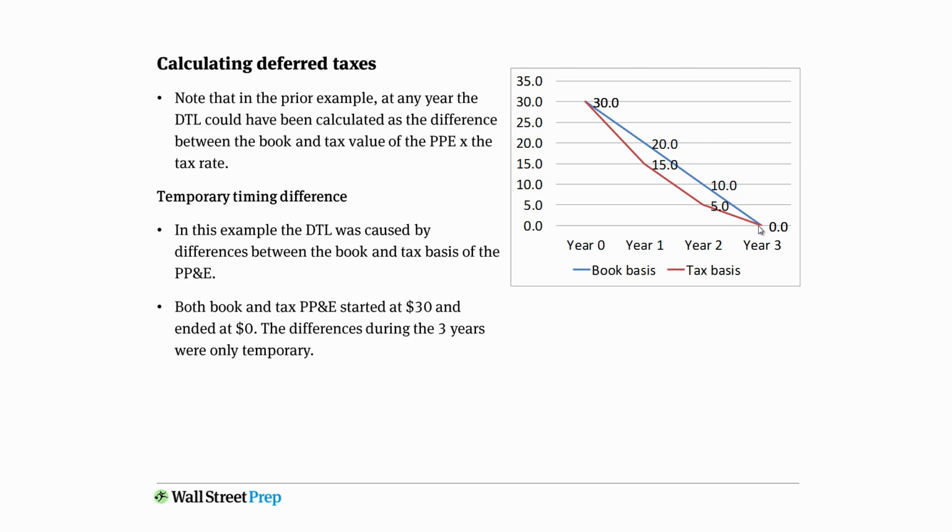Once we get to year 3, though, the tax basis and the book basis both got down to 0, and this is when the deferred tax liability is reversed. In other words, the bases converge, sort of visually reinforcing here that the difference between the book and the tax bases of the asset was purely temporary. It started the same amount and it ended at the same amount.